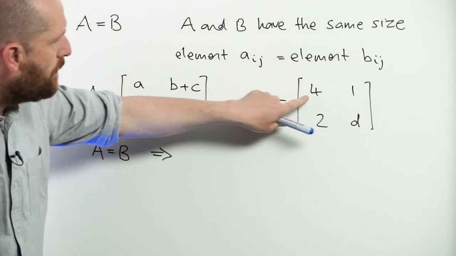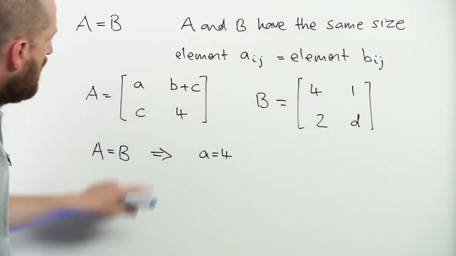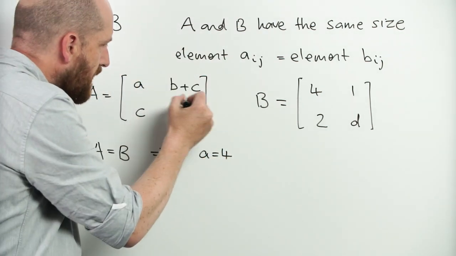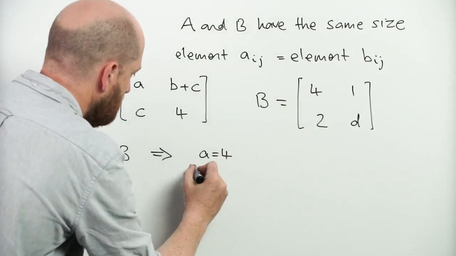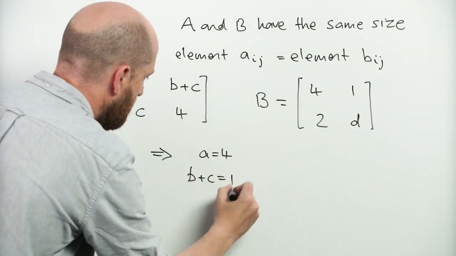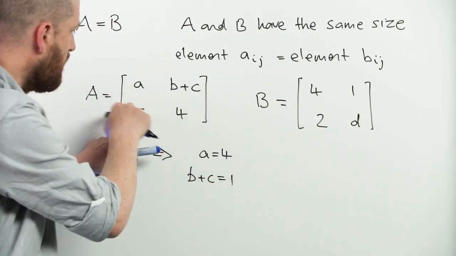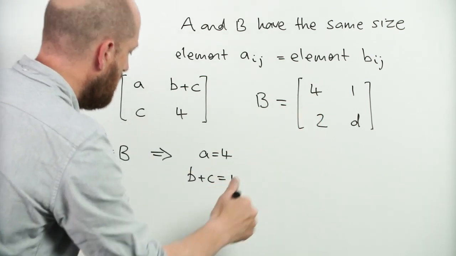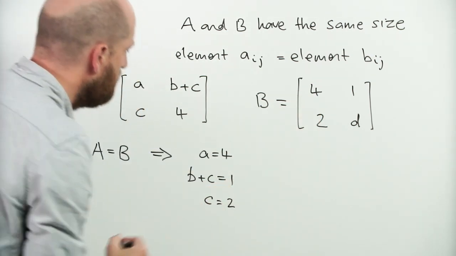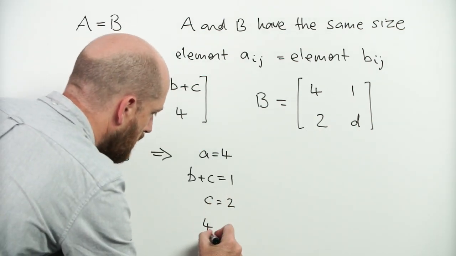It means that A has got to equal 4. B plus C, this element here is actually the sum of two numbers, B plus C, that's got to equal 1. This element here has got to be the same as this element, so the second row, first column, has got to be the same as the second row, first column. C has got to equal 2. And finally, this very last element, 4, has got to equal D.